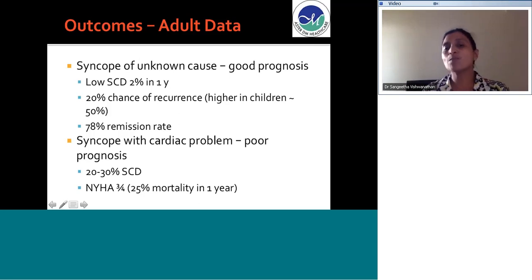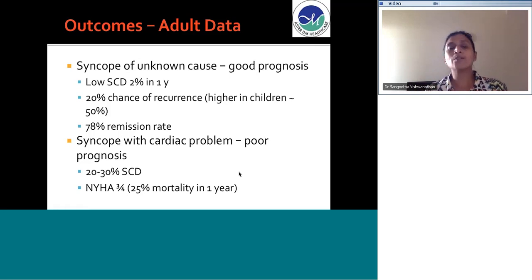Now, the rate of recurrence seems to be slightly higher in children, which we saw just from the data. Children tend to have more episodes of syncope. Once they've had one episode, there's a greater likelihood they could have another one. In adults, syncope with cardiac problem has a poor prognosis. In the first year after the diagnosis, there's a 20 to 30% chance of sudden cardiac death. And if they are in NYHA 3 or 4, there's a 25% mortality in the first year. So definitely the underlying etiology or cause of the syncope has a profound impact on the prognosis. It's quite similar in children as well.